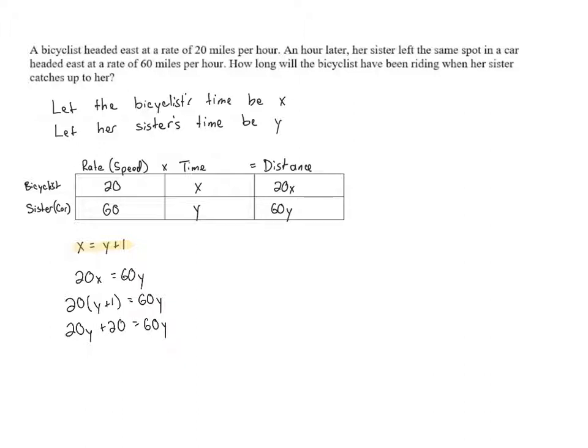We have y terms on both sides. We need to get rid of one. I'm going to subtract 20y on both sides of the equation. That gives us 20 equals 40y. To get y alone, we divide by 40. And this gives us 1/2 equals y. So we know that her sister's time is 1/2 hour.